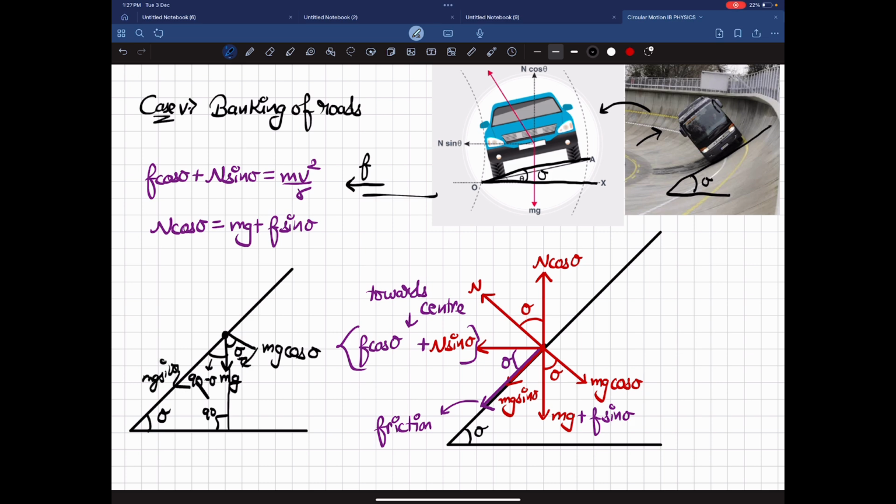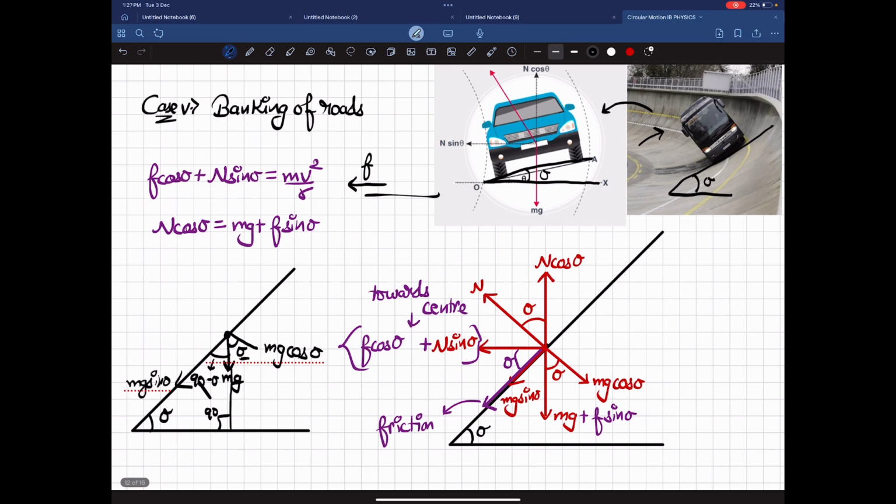The perpendicular component of it, right? Mg sin theta should be down the slope. So this should be mg sin theta. Now the normal force should be perpendicular to the slope, so this should be the normal force, and this should be theta as well, vertically opposite angles. So this is n cos theta, and perpendicular to it should be n sin theta.